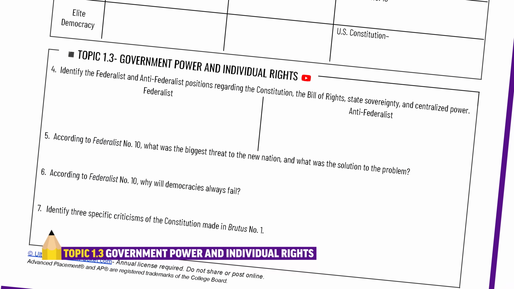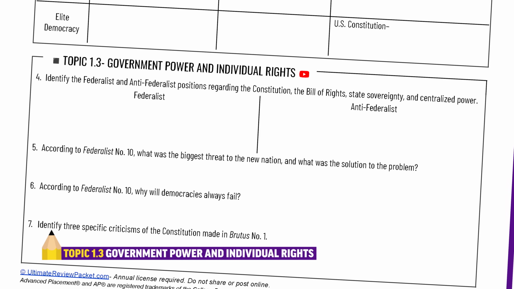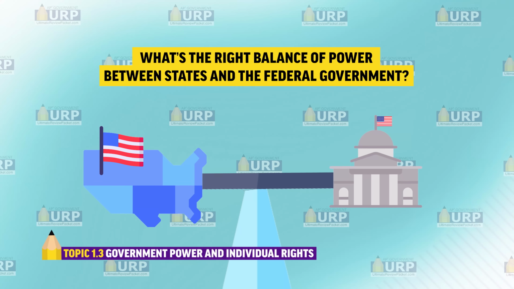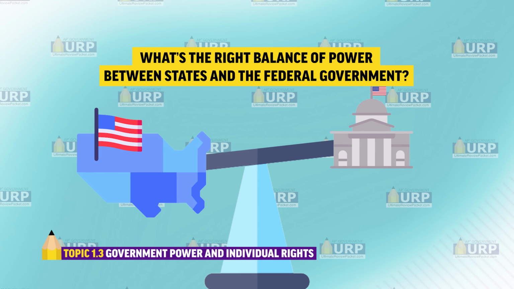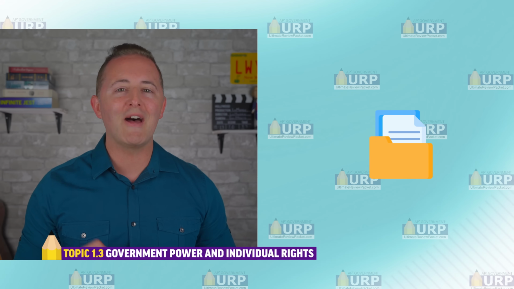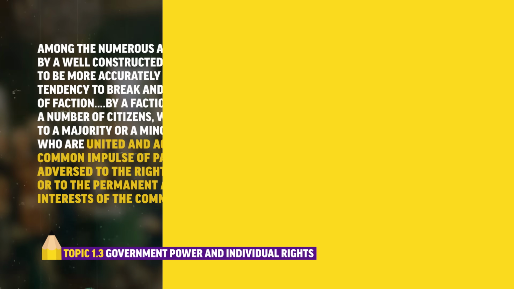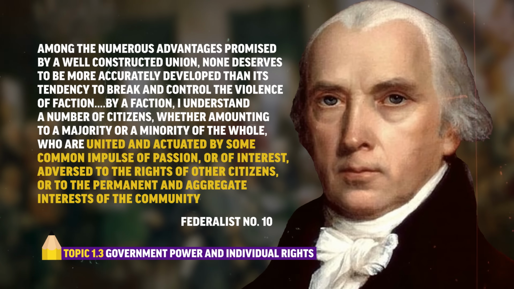There's also debate over the proper balance between governmental power and individual rights. This is one of the major themes of AP Gov. And kind of implicit in that question is another question. What's the right balance of power between states and the federal government? Both of these debates are highlighted by two of the most important required documents, Federalist number 10 and Brutus number 1. In Federalist number 10, James Madison argued that the biggest threat to the nation was factions.